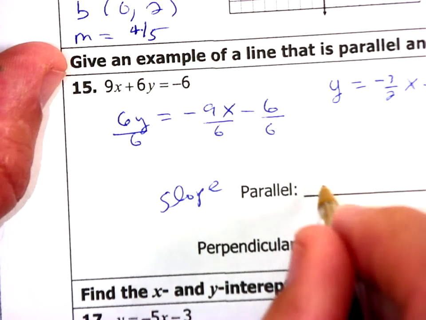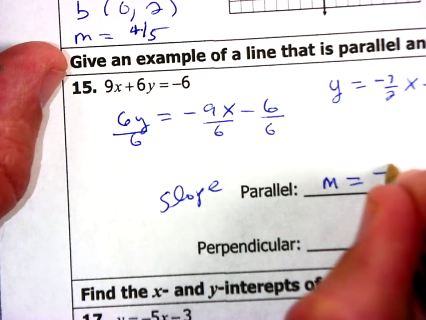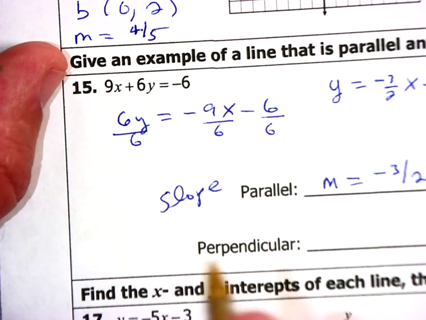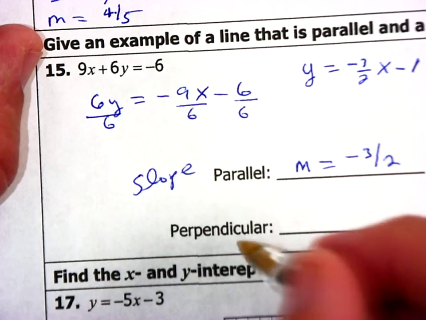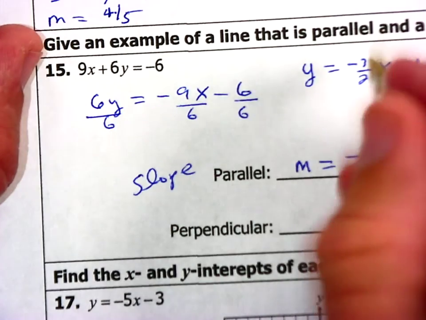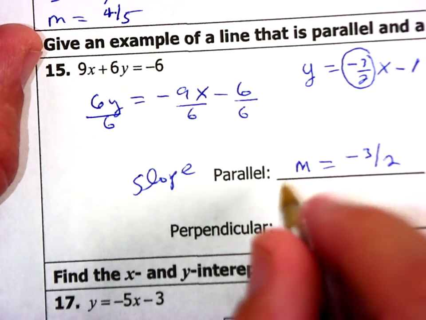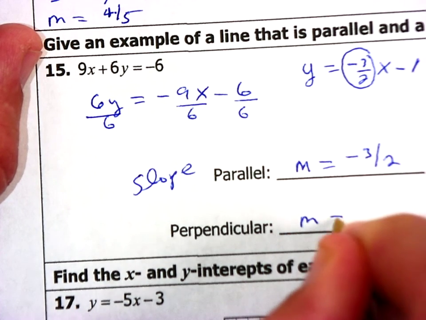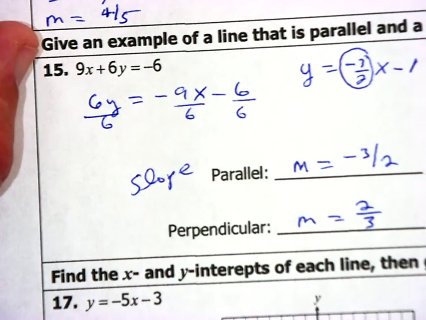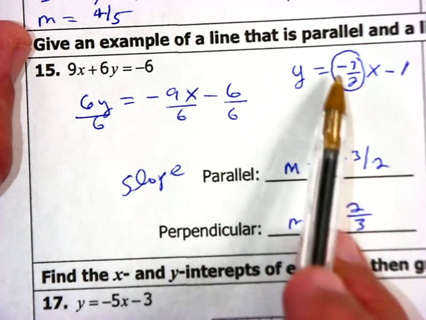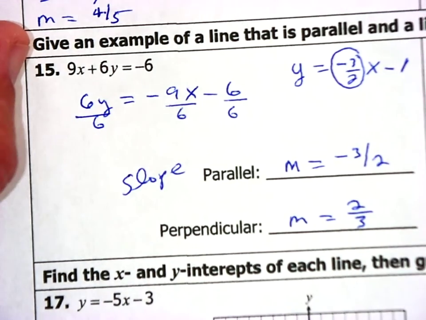Okay? If I want the slope of a parallel line, it would be the same, so also negative 3 halves. And if I want the slope of a perpendicular line, I take this slope, I flip it, which is the reciprocal, and I change the sign. So a perpendicular line will have a slope of 2/3. Remember, a parallel line will have the same slope; perpendicular, flip it and change the sign.